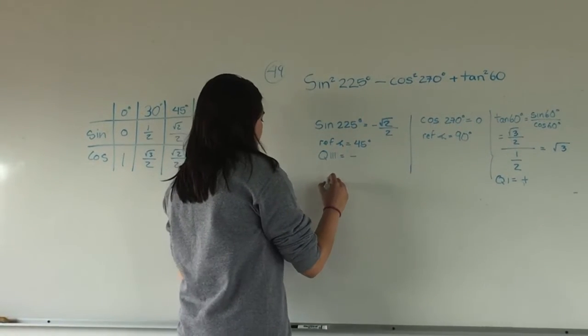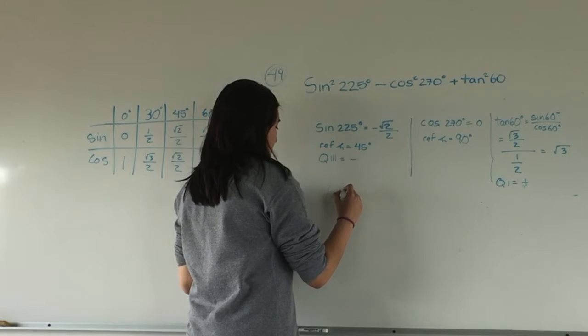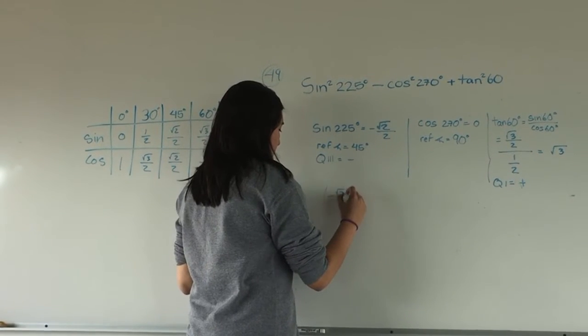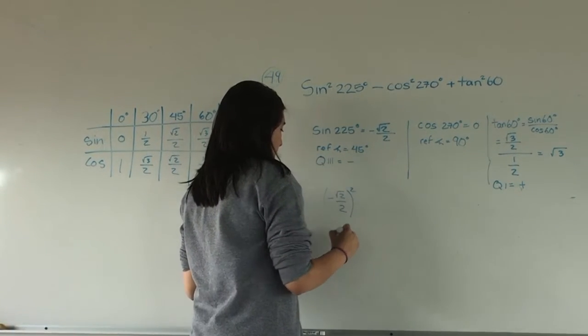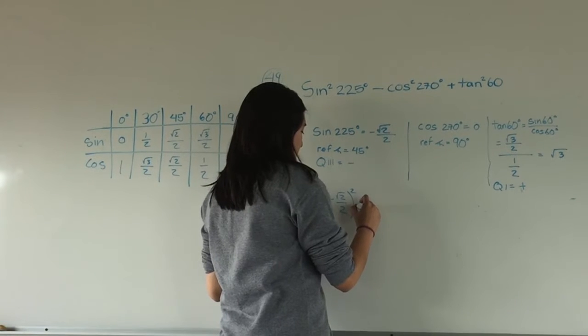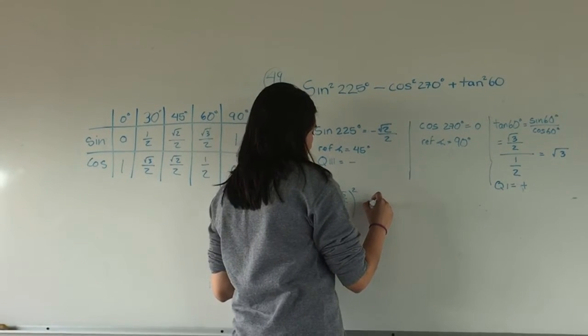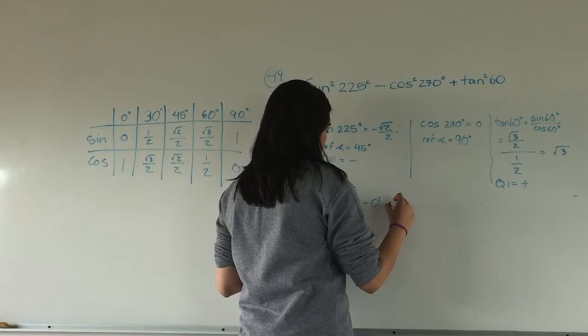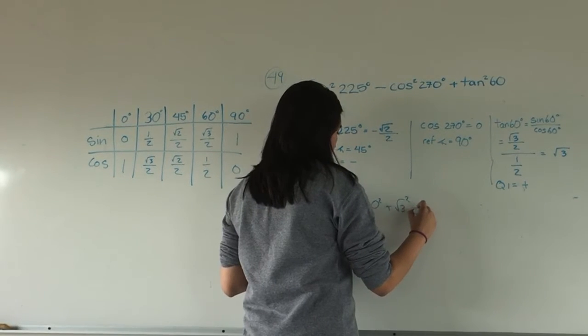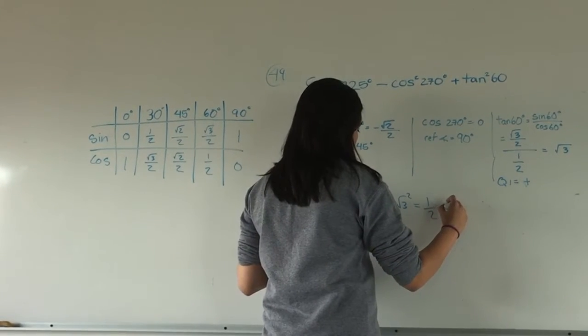Now, we substitute in the original equation. It is square root of 2 over 2 plus the square root of 0 and the square root of 3. Simplifying, we get 1/2 plus 3, which is 3.5.